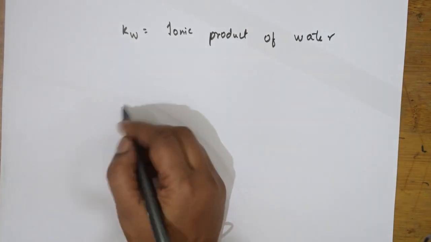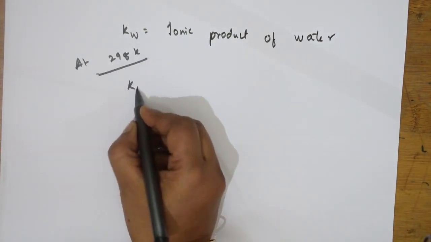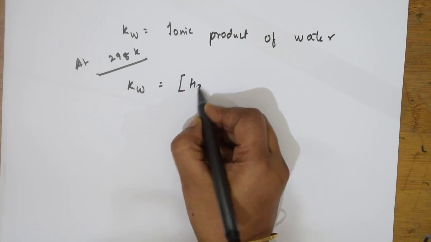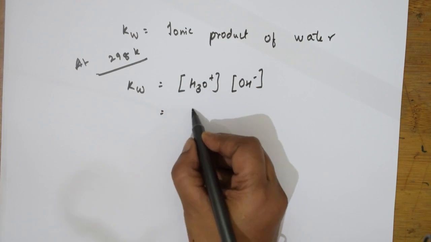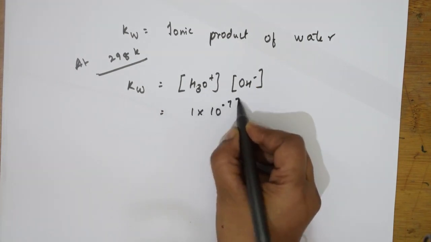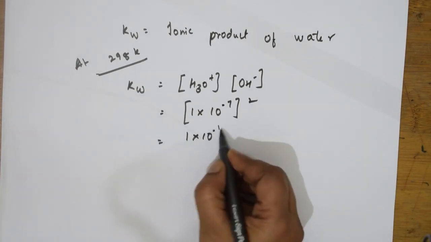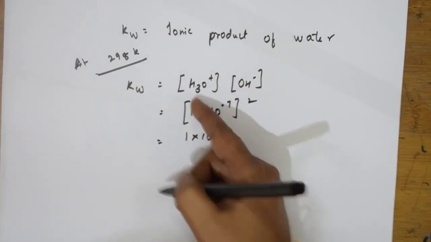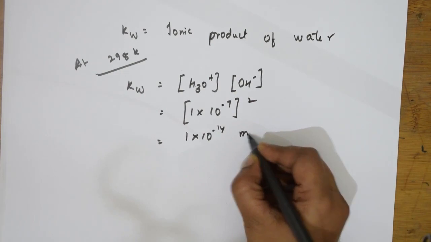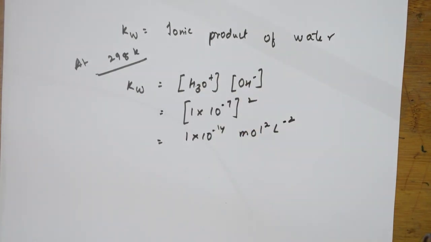What is the value of Kw at 298 Kelvin? Kw is equal to H3O plus times OH minus, which is equal to 1 into 10 raised to the minus 7 taken twice. It is equal to 1 into 10 raised to the minus 14. Concentration terms, isn't it? Mole per liter. So for both concentrations, mole per liter times mole per liter, this becomes mole squared liter minus 2.